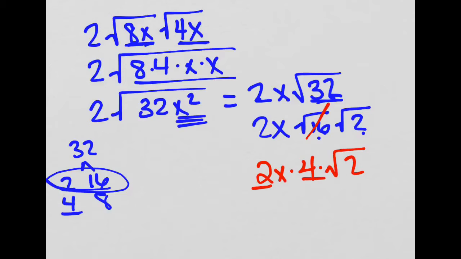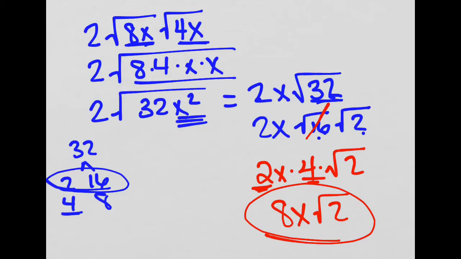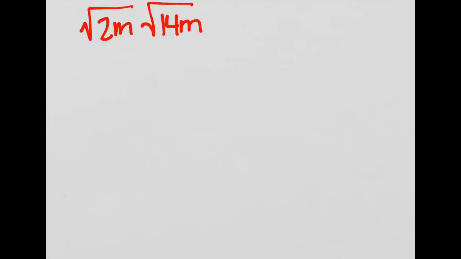Now I still need to multiply these numbers out. I can't have 2 coefficients there. So then this becomes 8x times the square root of 2. That's our simplified version. Let's do one more like this. Let's say I have the square root of 2m times the square root of 14m. That's going to give me the square root of 2 times 14 times m times m.